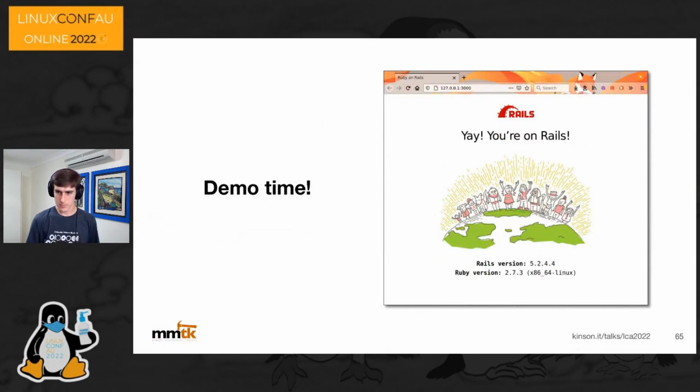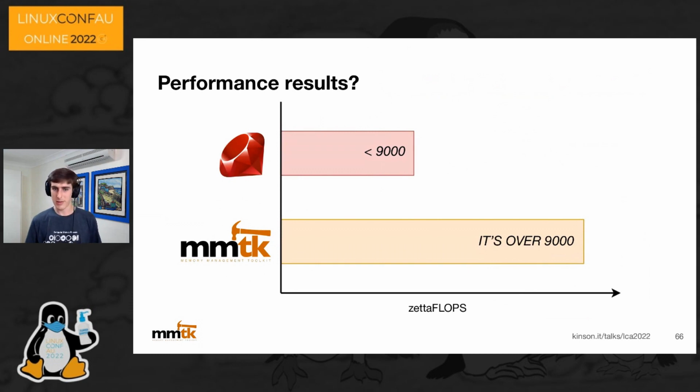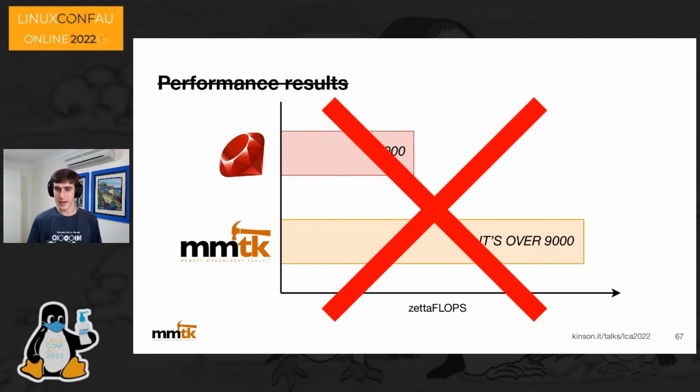So, my apologies for the audio issues there, by the way. You're probably wondering, do you have any performance results? No, sorry. Because the MMTk implementation so far is just using no-GC garbage collection, which doesn't collect any garbage, this would be a totally unfair comparison, so no point showing you any performance results.